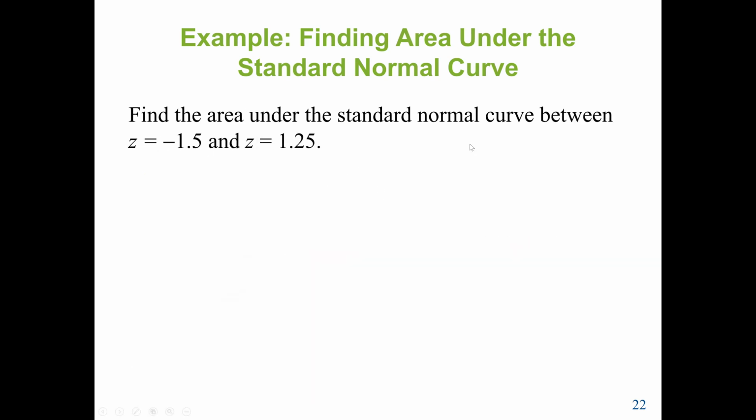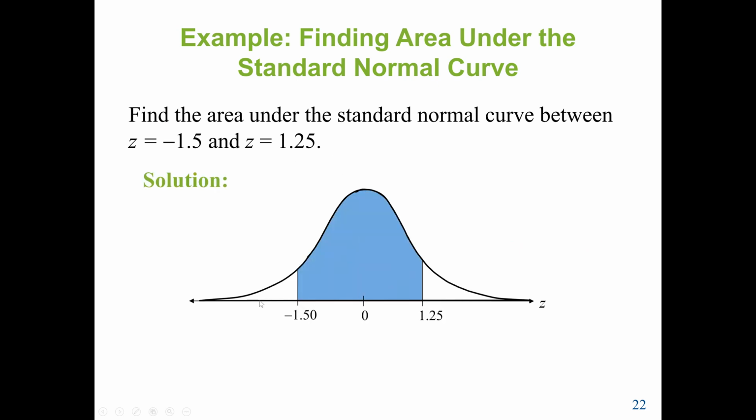Now here they say we should find the area under the standard normal curve between z equal to negative 1.5 and z equal to 1.25. So first thing, let's plot it. Okay, so we have our plot, negative 1.5, 0, 1.25. So the first thing, we can look for the area corresponding to negative 1.50, then the area corresponding to 1.25. The area corresponding to 1.25 minus the area corresponding to negative 1.5 will give me the area between the two, negative 1.5 to 1.25. So let's see the solution.